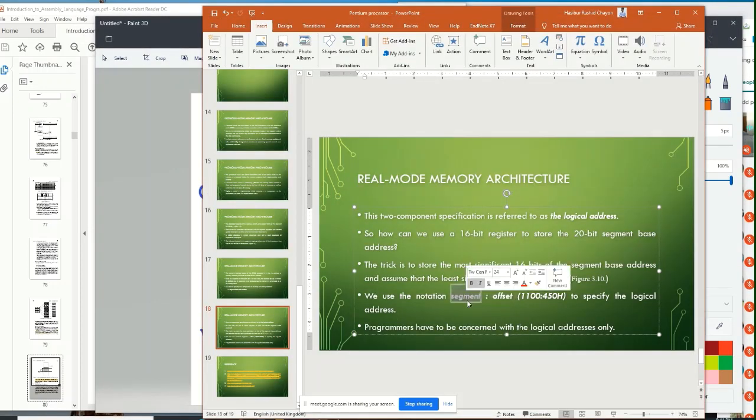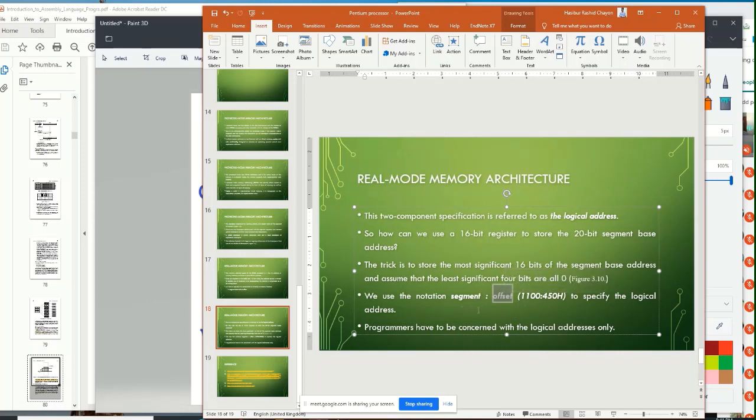One is the segment address. That means each segment has a unique address. One is the segment address, another one is the offset. Segment is very similar to the bookshelf number, right? Bookshelf number, let's say 5, and offset is the same as the rack number, third rack. It should count from 1, 2, 3. Okay, third rack number.